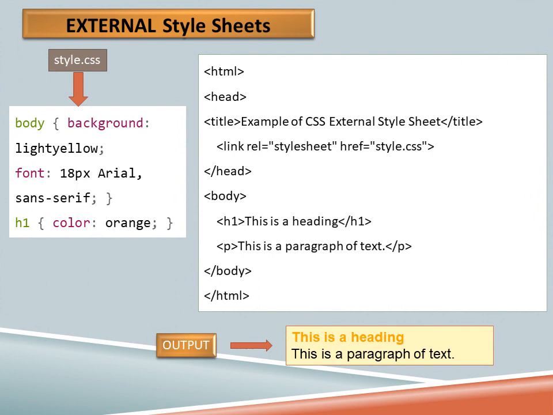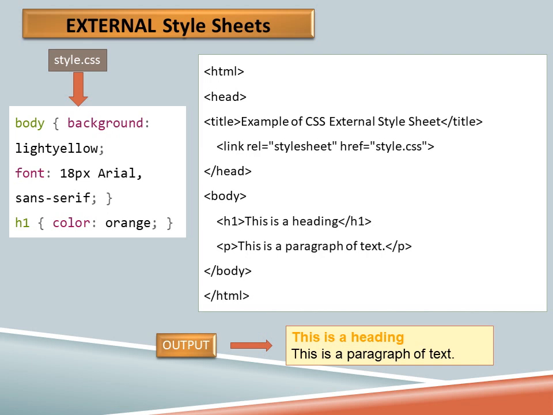Now, here is an example of external style sheets. As I have already told you, we have to create a separate CSS file for this. In this example, we are creating an external CSS file with the name style.css, where I have defined the body's background as light yellow, font size 18 pixel, and the font type Arial or sans serif, and the h1 tag has the property color orange.